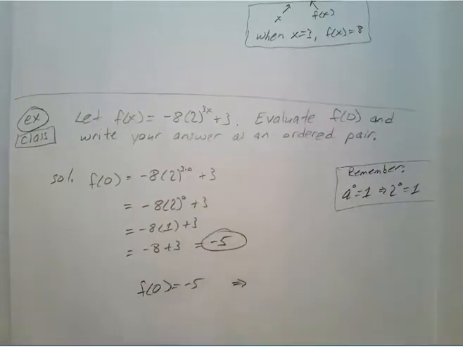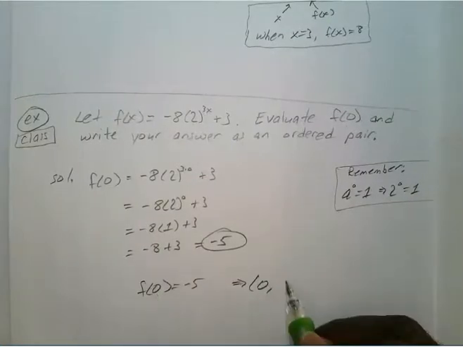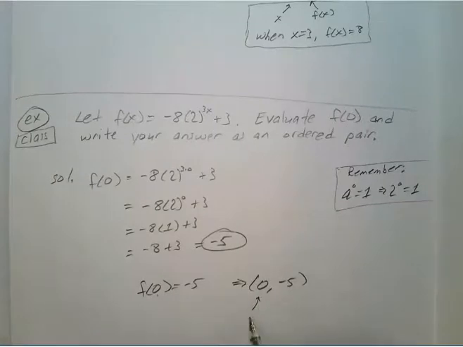So we write that as an ordered pair. When x is equal to 0, f of x is equal to negative 5. Remember, that's your x, that's your f of x, and when x equals 0, f of x equals negative 5.